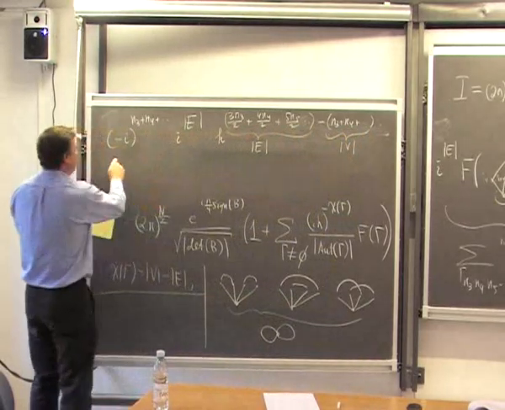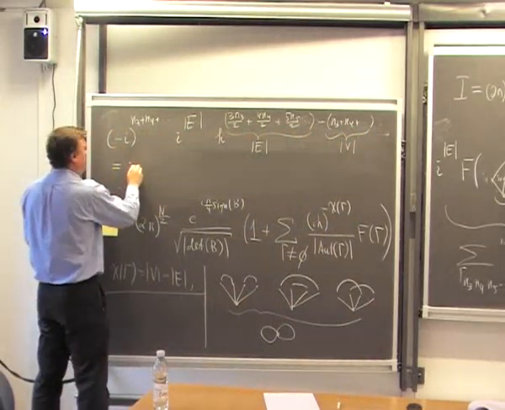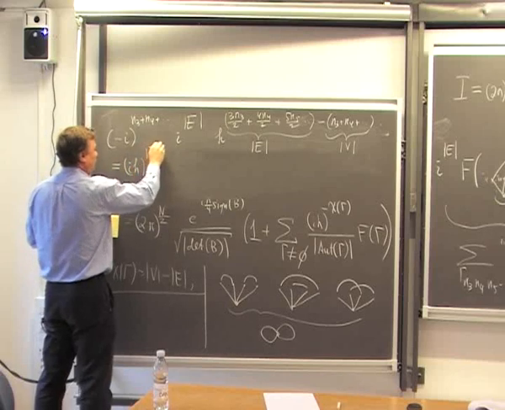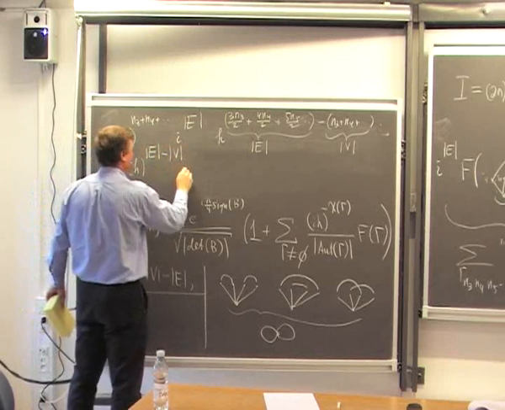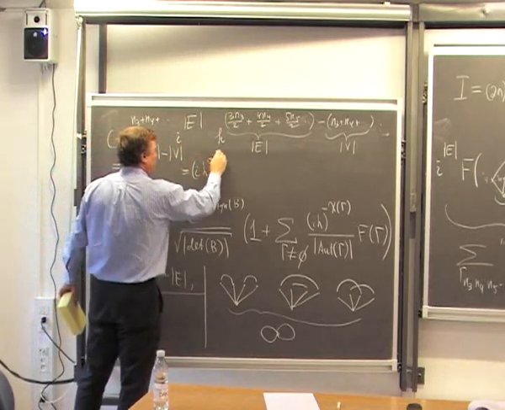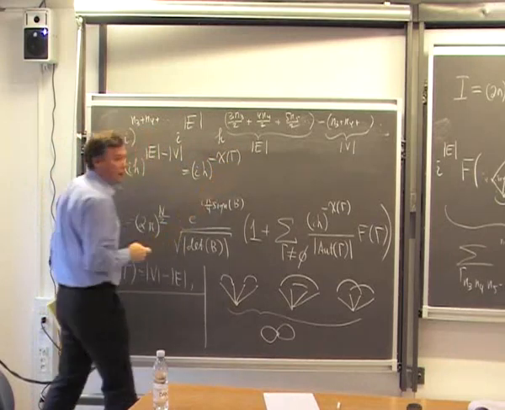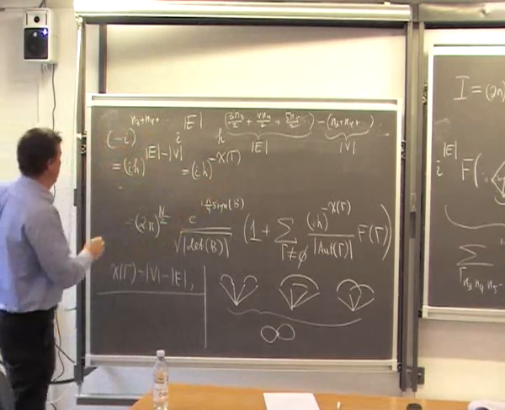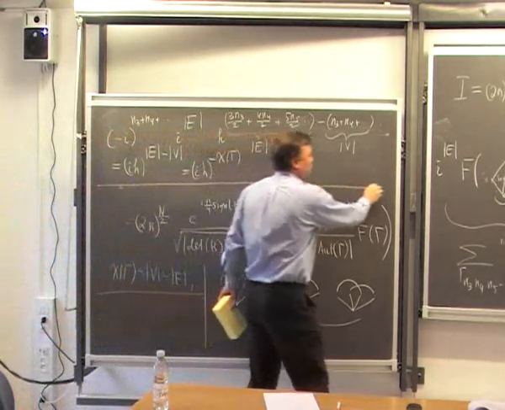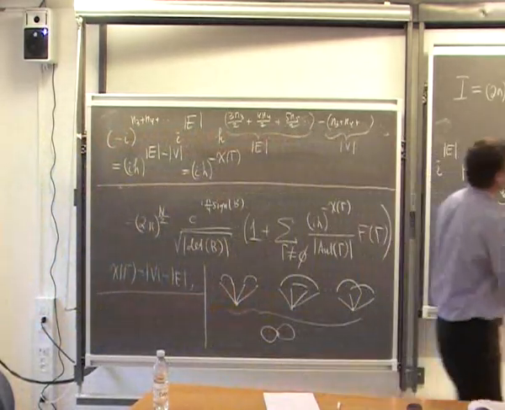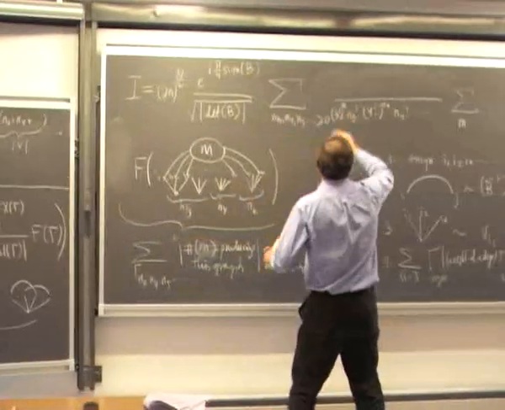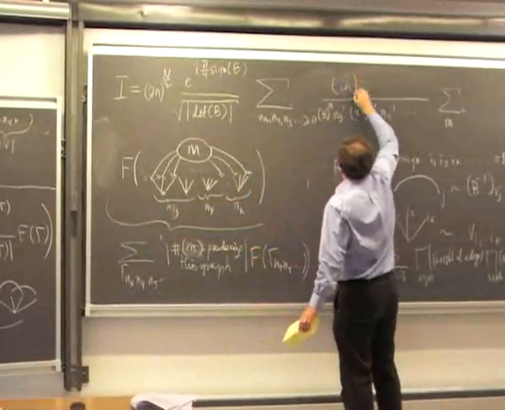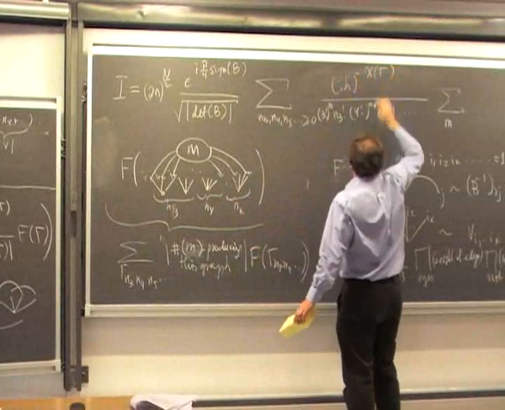So what we have here is IH to the number of vertices minus the number of edges minus the number of vertices. So we have IH to the power minus the Euler characteristic of gamma. Okay, so we arranged these factors, including this one, into IH to the power minus the Euler characteristic of gamma.